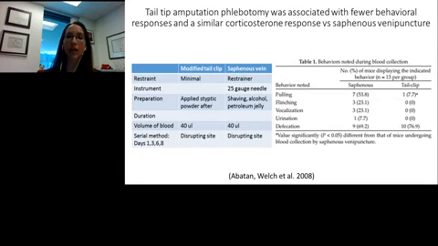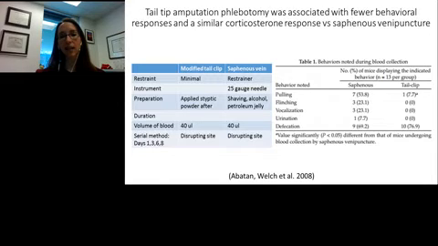And they showed that tail tip phlebotomy was associated with fewer behavioral responses and a similar corticosteroid response as saphenous venipuncture. So here are the details of how they performed their study. They compared that modified tail clip with minimal restraint to saphenous collection when mice were placed in a restraint device. And then they looked at these acute behavioral responses, such as pulling, flinching, vocalizing.